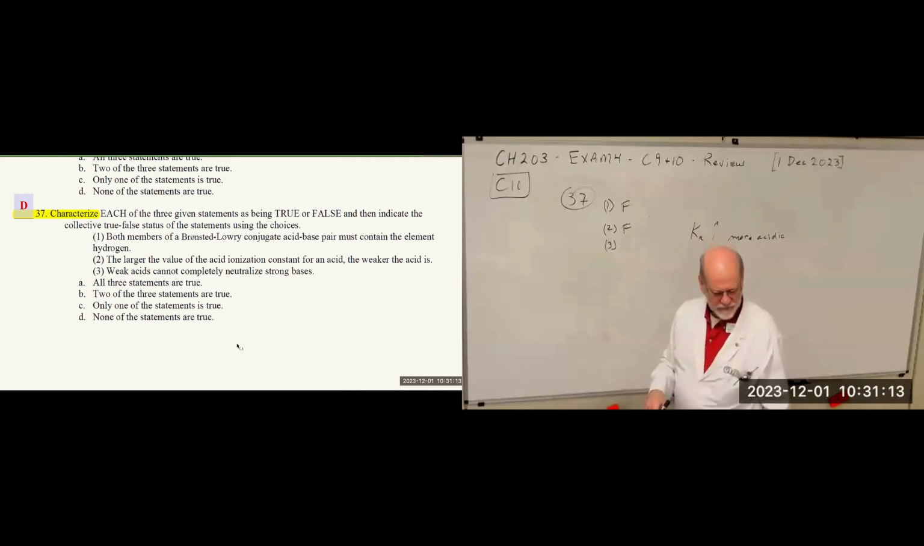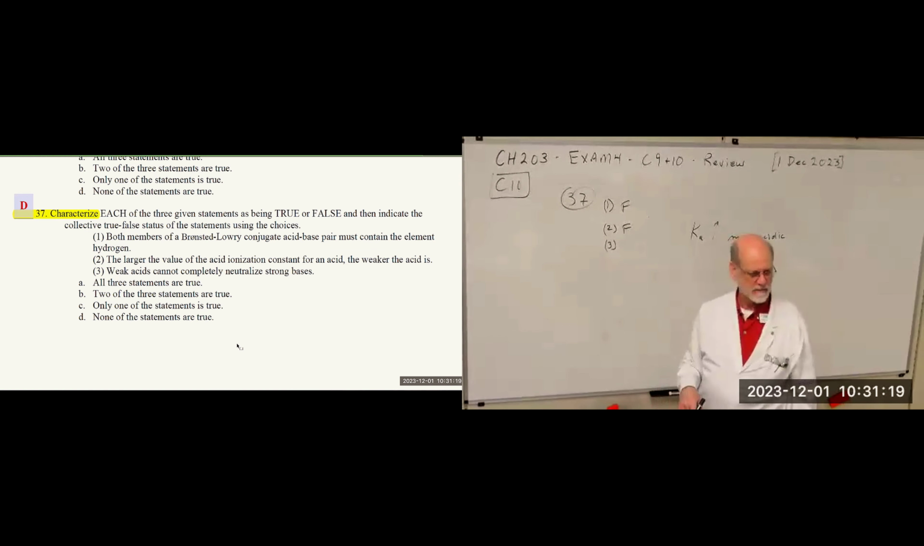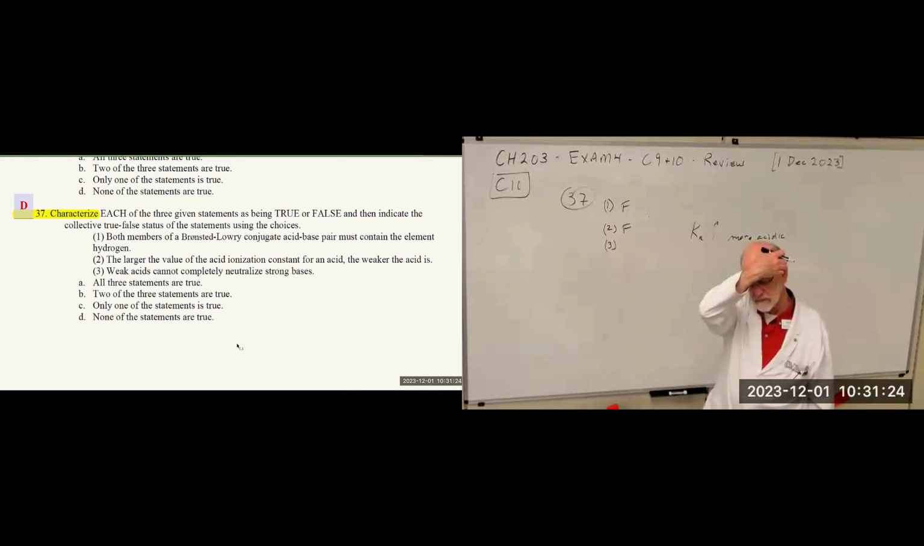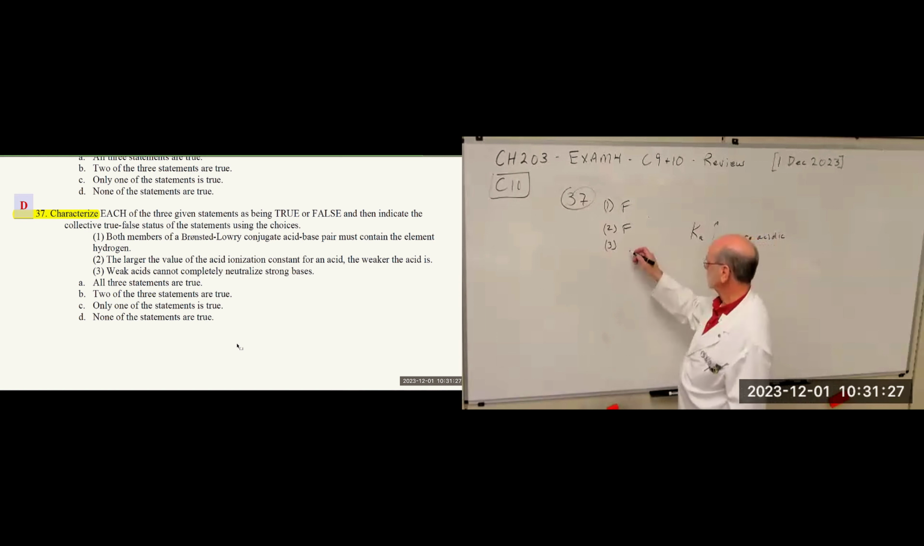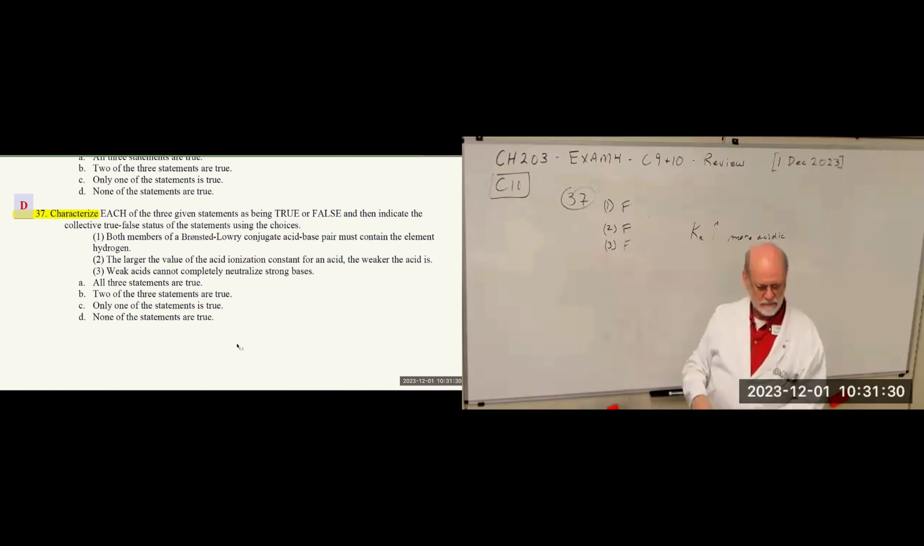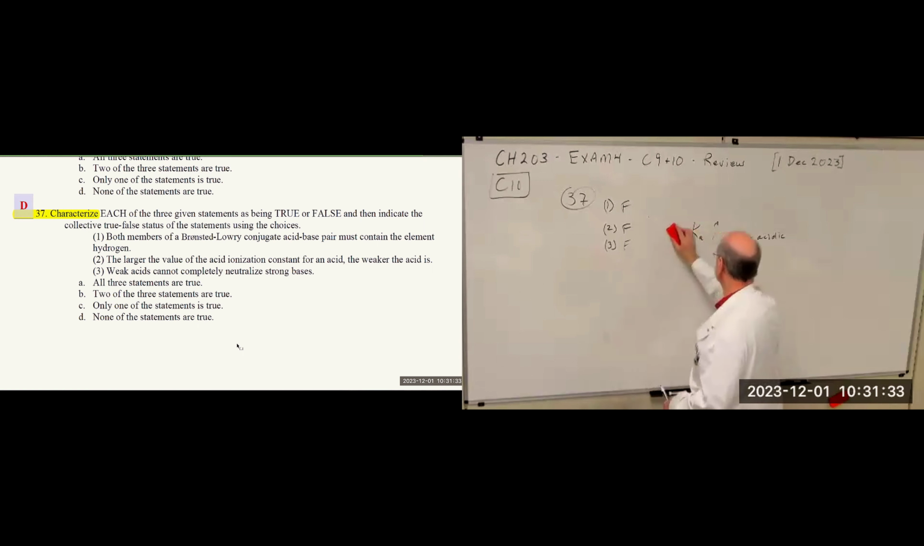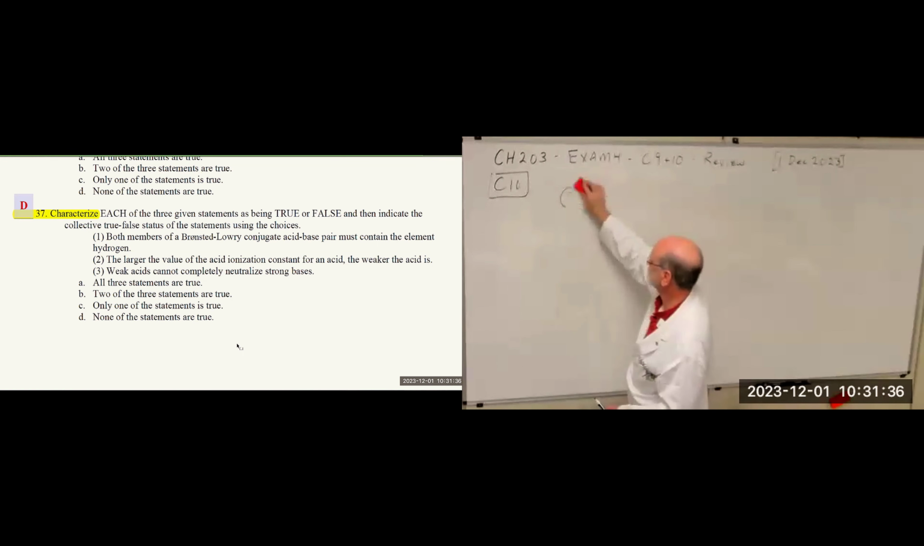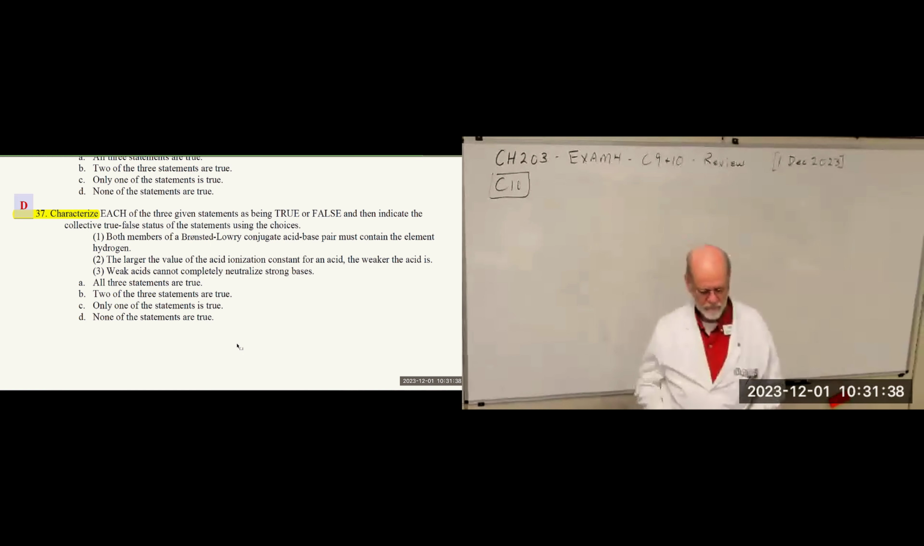All right, so how about 3? Weak acids cannot completely neutralize strong bases. Who says? Weak acids and strong bases can neutralize, sure. So that one's false. They're all false. None of the statements are true. Now, when you do that, a weak acid and a strong base, the pH at which you have equivalence is not 7. It's going to be above 7, toward the basic side.